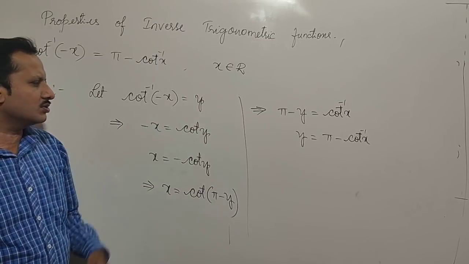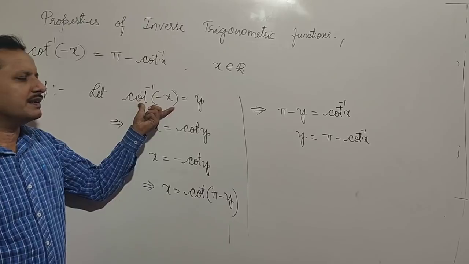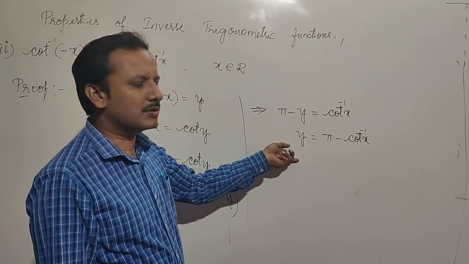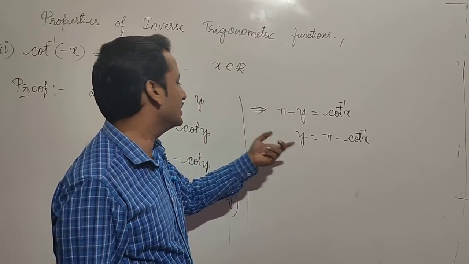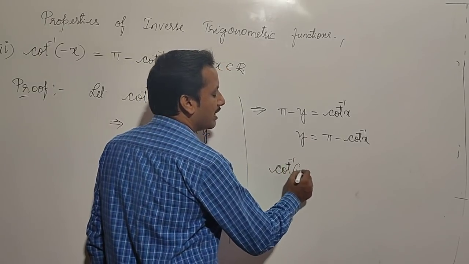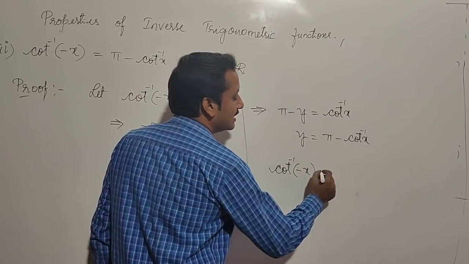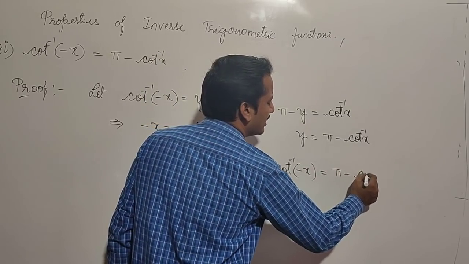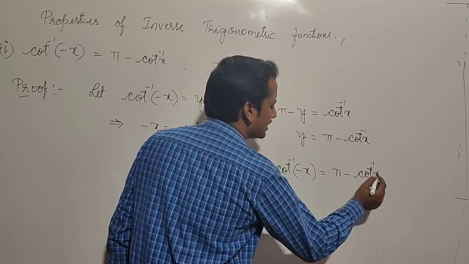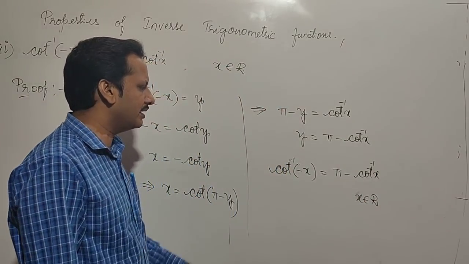Now compare these two equations. Here we have cot inverse of minus x is equal to y, and here we have y is equal to pi minus cot inverse x. By comparing these two equations, we get cot inverse of minus x is equal to pi minus cot inverse x for any real value of x. Let x be any real number. This is true.